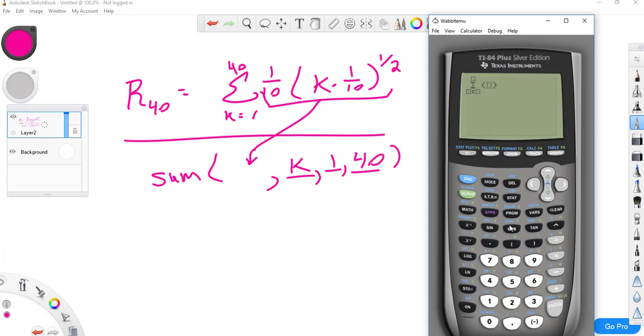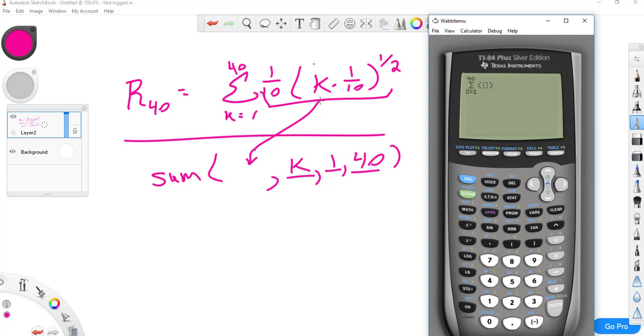So what's your variable? Just for ease, because I don't want to keep hitting alpha and then the K button, which you can totally do, I'm just going to let my variable be x. My variable is going to start at 1, and it's going to go to 40.